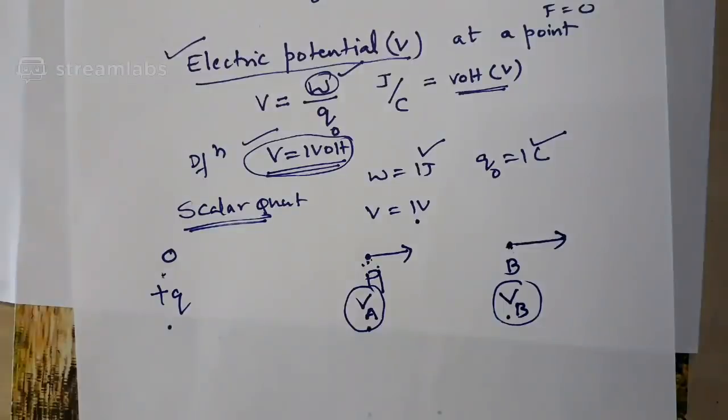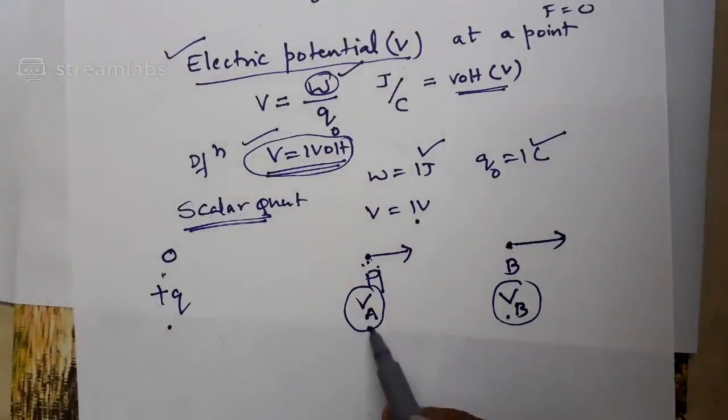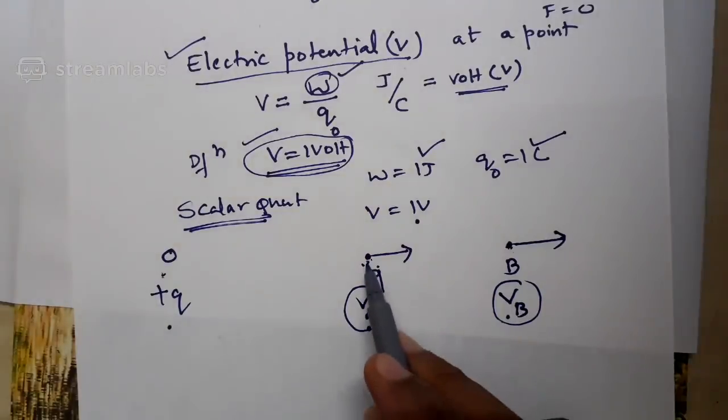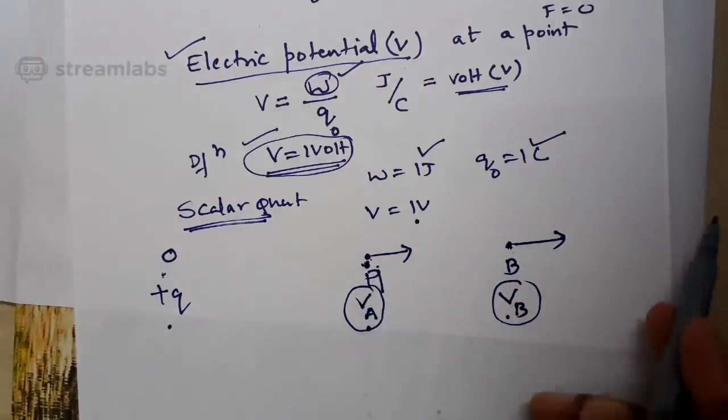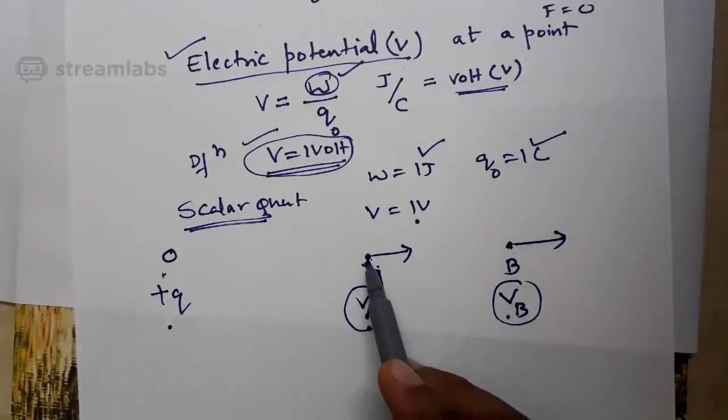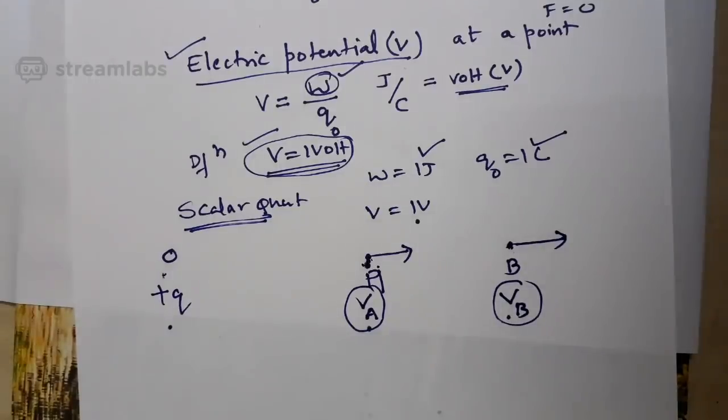Again, based on our earlier explanation, you can understand that potential at A and potential at B are not at all the same. When you're defining a potential at point A, it is the amount of work done in moving a unit positive charge from infinity to a point A against the electric field of which charge? Plus Q charge.